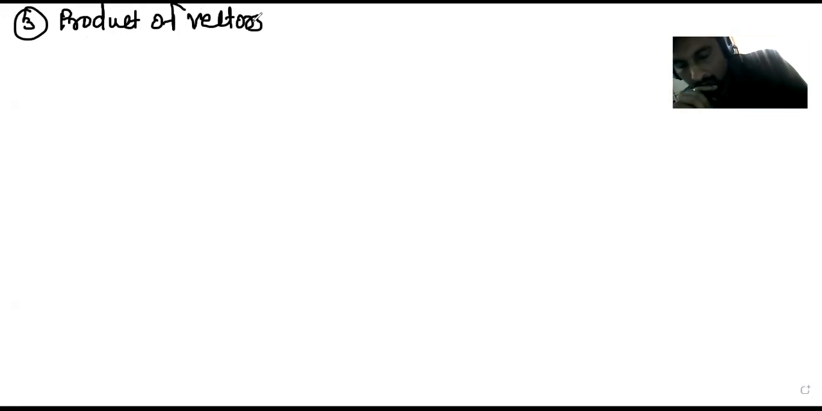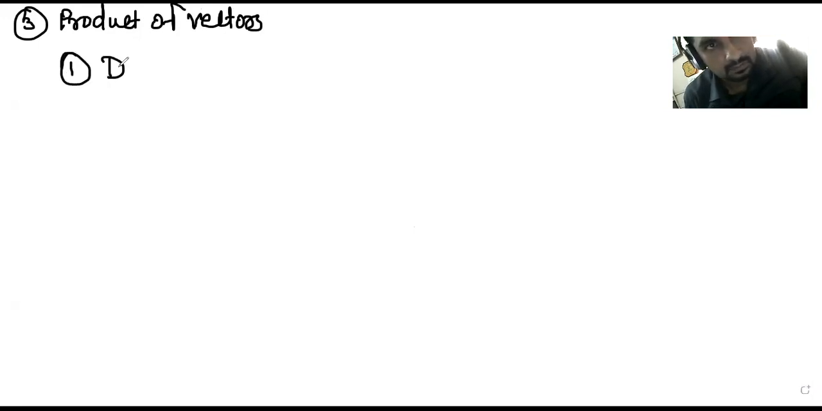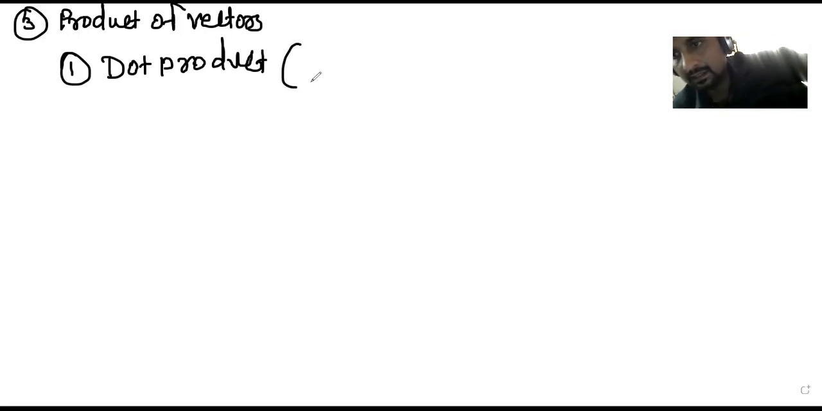Right. Now there are two ways, like how we can multiply the vectors with each other. Number one is dot product. This dot product is also called as a scalar product, because result of this dot product is always a scalar quantity. Right. So that's why it is also called as a scalar product.